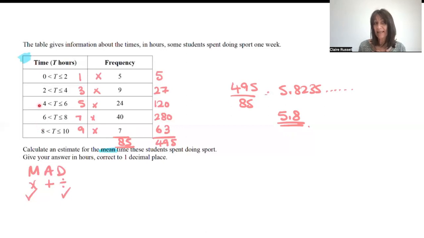It sits about here. So I know that things are looking good and I've highly likely to have done it correctly. Whereas if I had done 495 and divided that by 5, I would have a much, much bigger number than 10. I'd have a number that would not fit in that table, and that should have my alarm bells ringing.